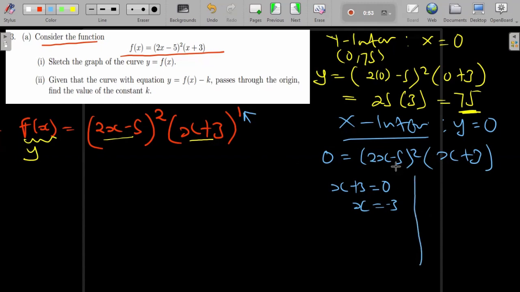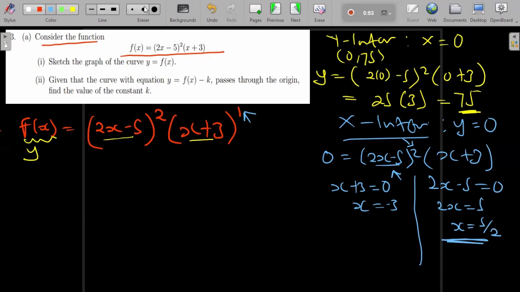And then the other factor that I'm going to get is 2x minus 5 is equals to 0. So this one is just 2x is equals to 5, and then x is equals to 5 over 2. This 5 over 2, we've obtained it from a factor that had a 2 on it, which is an even power. So at this point, the graph is going to bounce. Okay, so we found our x-intercept and y-intercept.